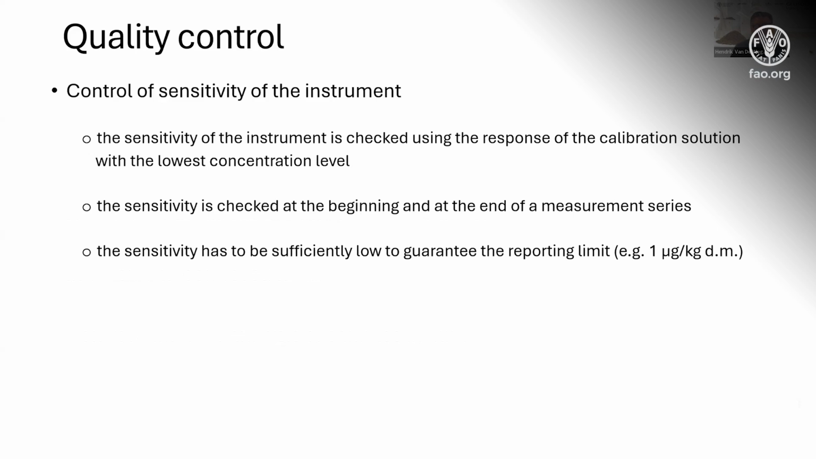How do we check it? Well, we use our lowest standard. So the sensitivity of the instrument is checked using the response of the calibration solution with the lowest concentration level. The sensitivity is checked at the beginning and at the end of a measurement series, and it has to be sufficiently low to guarantee the reporting limit. For instance, in our case, for PAH, our reporting limit is 1 microgram per kilogram dry matter.